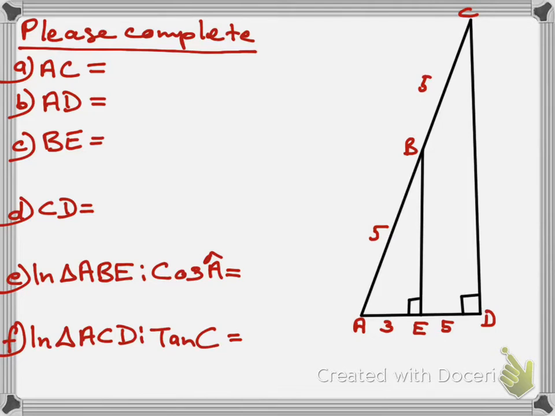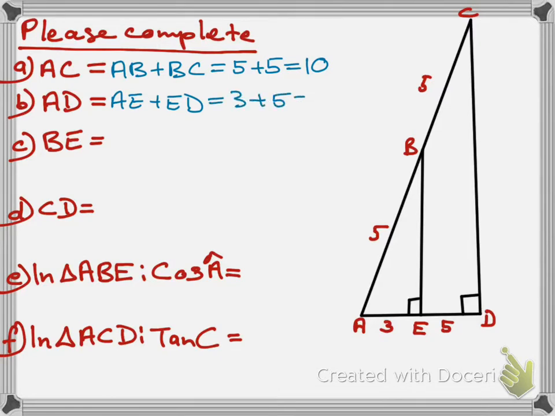So if you look at AC, that one is a simple one. AC will be equals to AB plus BC, and then AB is 5 units and BC is 5 units. So AC will be equals to 10 units. And then AD is equals to AE plus ED, right? And then AD will be equals to 3 plus 5, which will be equals to 8 units.